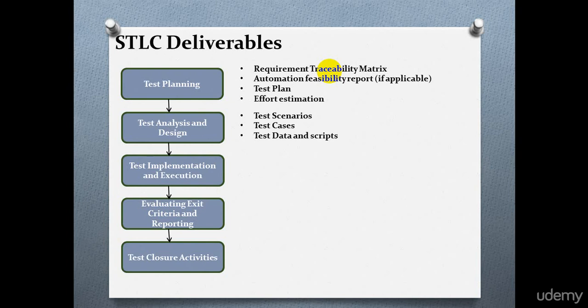Let's move to the next phase, test implementation and execution phase. During test implementation and execution phase, the test team would carry out the testing based on the test plan and the test cases prepared in the earlier phases. Test results document is created by the test team during this phase. Test results include test pass, fail status of the test cycle against each and every test case executed.